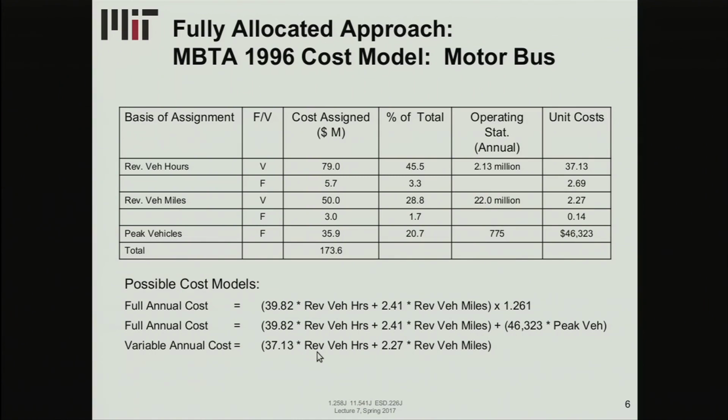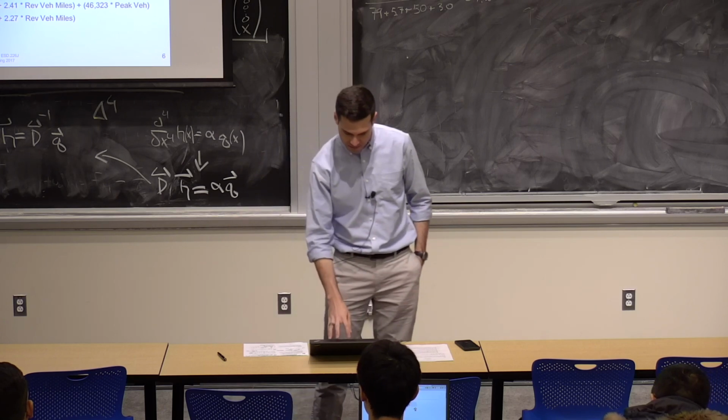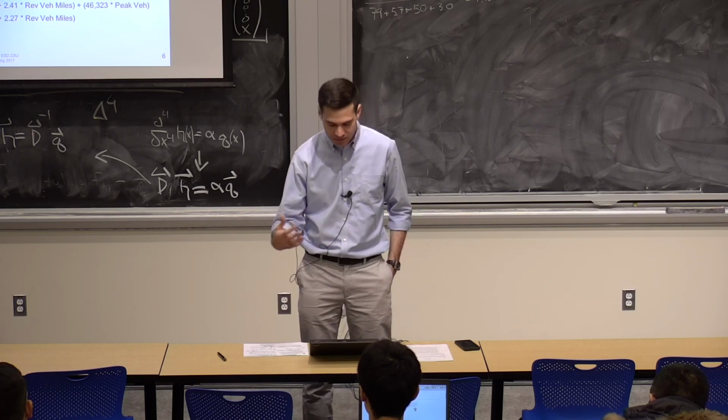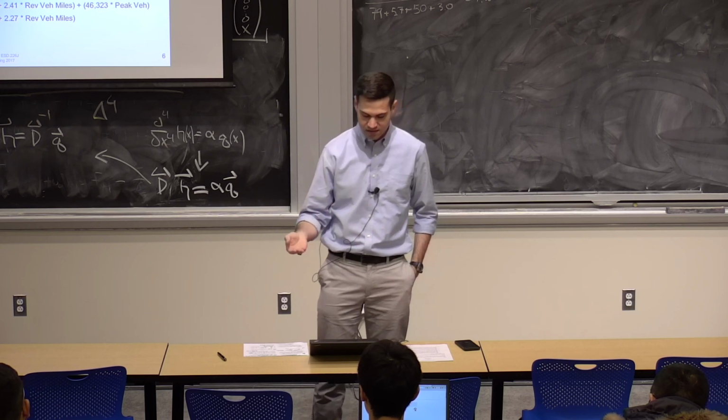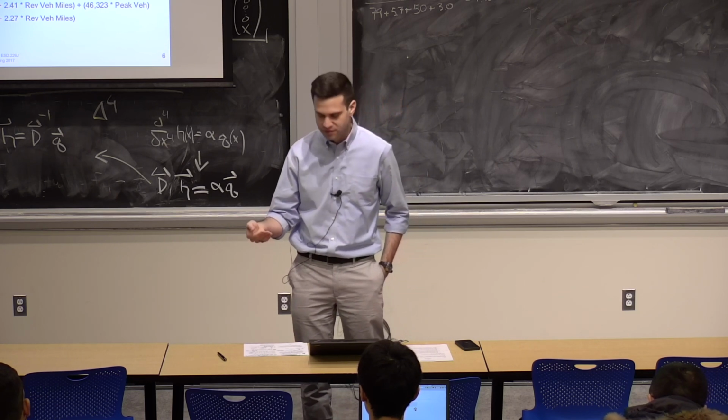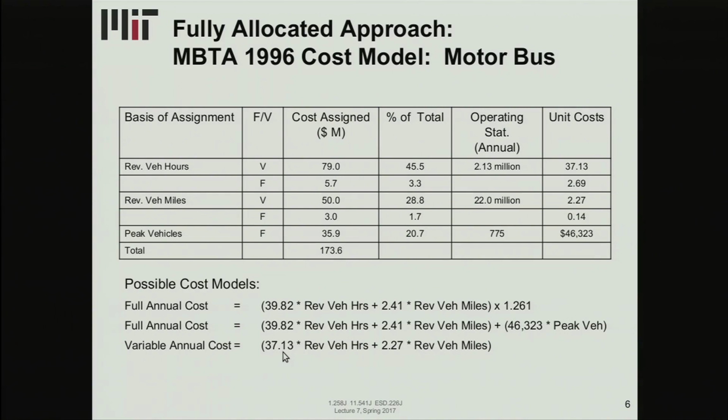And here we have a variable annual cost model. The first two have all of the costs, fixed and variable. But for some applications, you're only interested in variable annual cost. I've given the example of minor expansion in service, where you add a little bit of service or remove a little bit of service, and you wouldn't expect to incur fixed cost as a result. So here we only consider the unit costs of the variable portion of revenue vehicle hours, which is 37.13, and 2.27 for revenue vehicle miles.